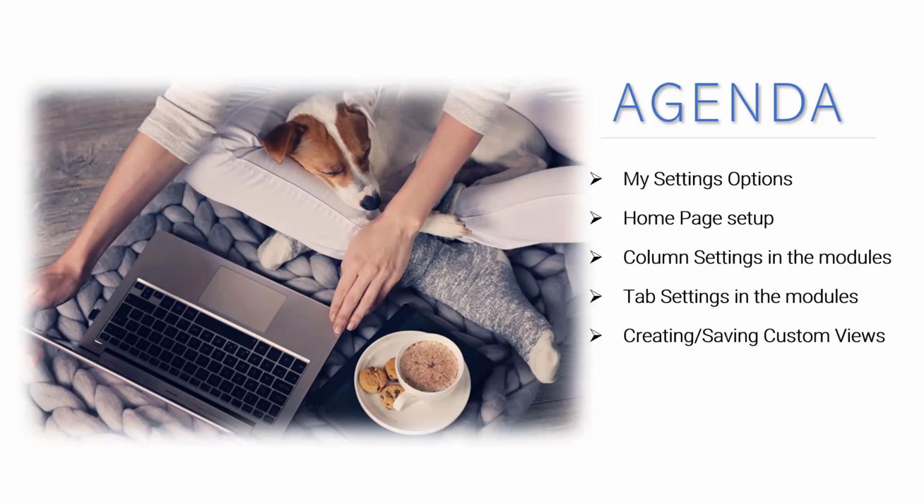Then within each module, there are two settings that you can do. One for column settings, which are the data columns that you can see in list view. You may work a little differently in the database than another user, meaning you might want to see different data in the columns than another user might want to see. So you can set it to match how you want to see the information in your list view. You also can change it at any point in time depending on what you're doing for a particular day.